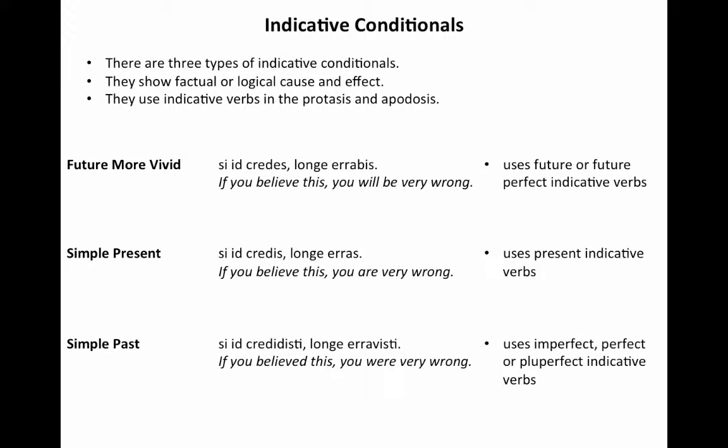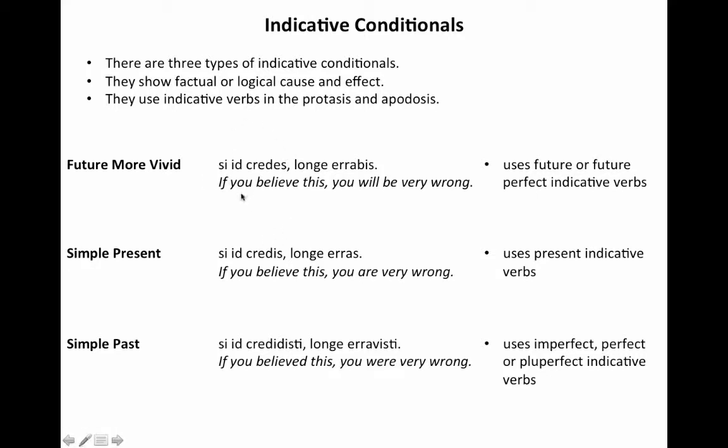Indicative conditionals show factual occurrences. The cause happens and then the effect definitely happens. And you're going to use indicative verbs of the same general tense throughout. So there are three types. There's the future more vivid, which uses future or future perfect indicative verbs on both sides, the protasis and the apodosis.